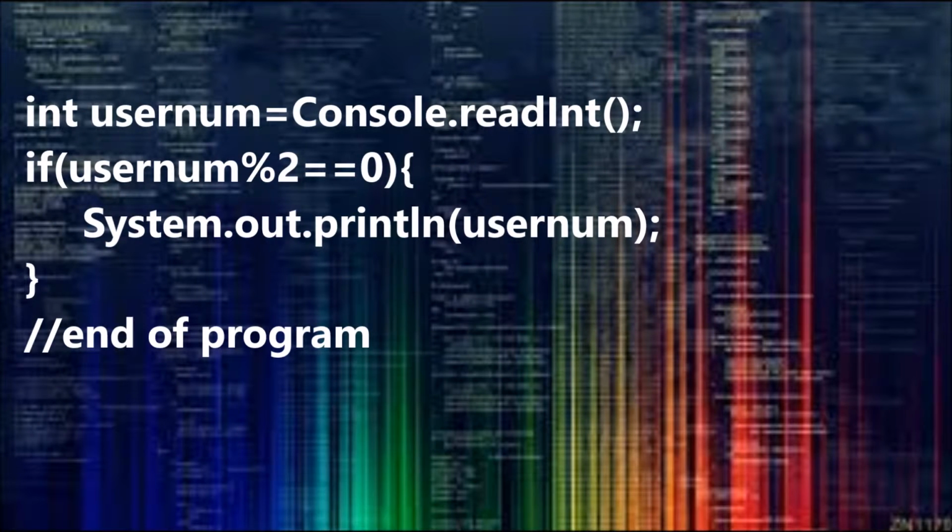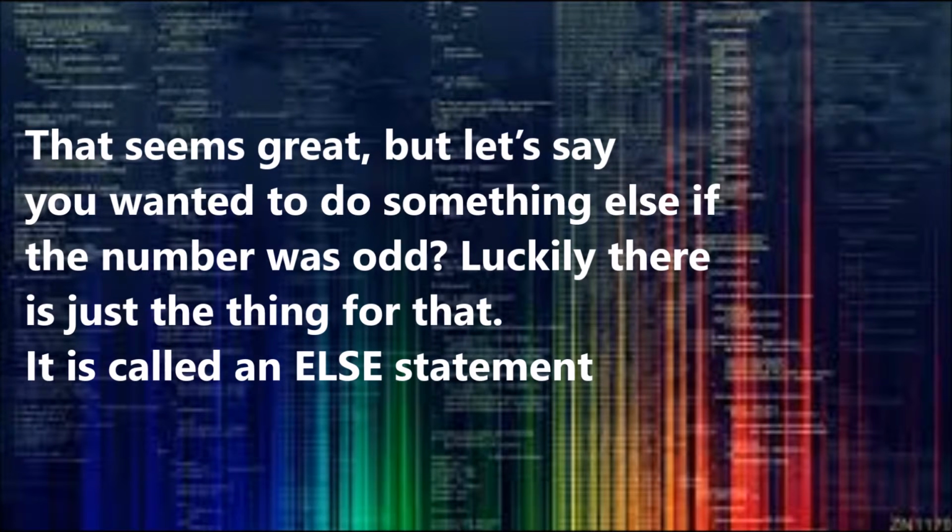It would look like this. Integer user number, which takes the number from the user that he types into the keyboard, and if that user number mod 2 is equal to 0, therefore is an even number, then the number is printed out. That seems great, but let's say you wanted to do something else if the number was odd.